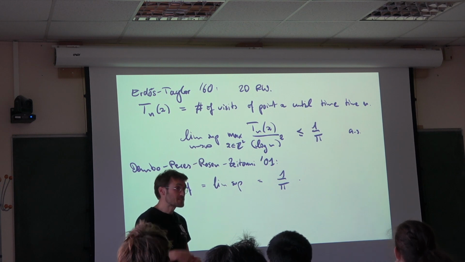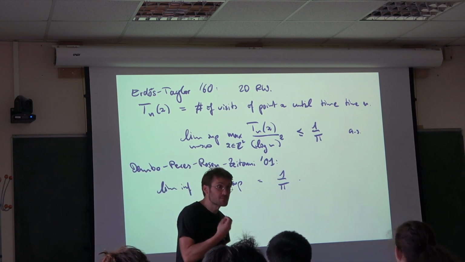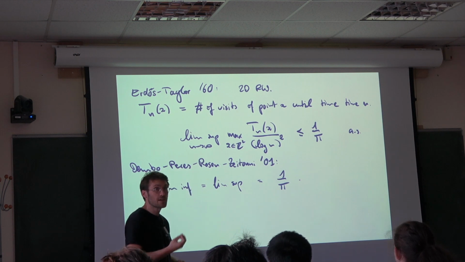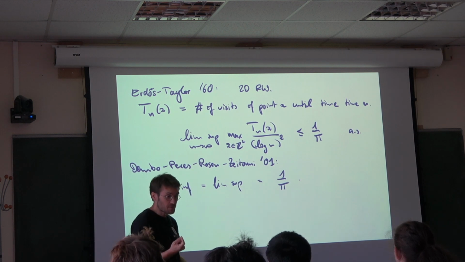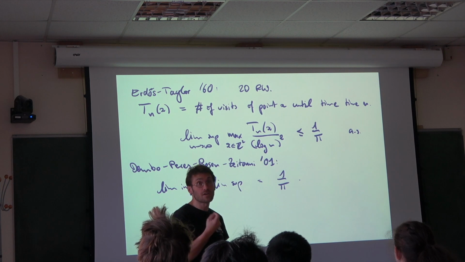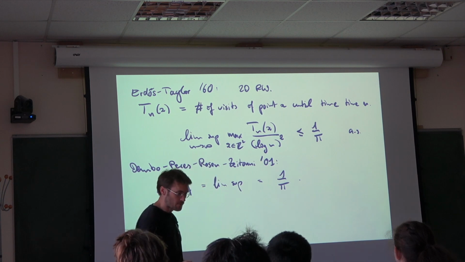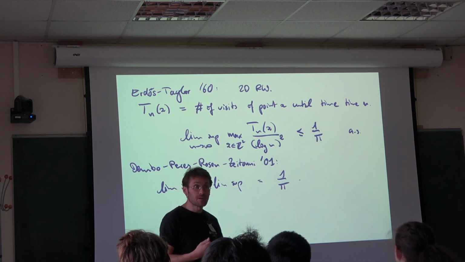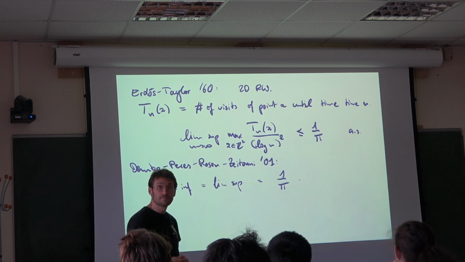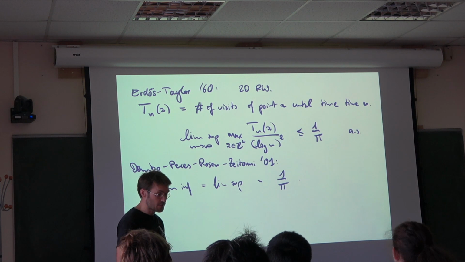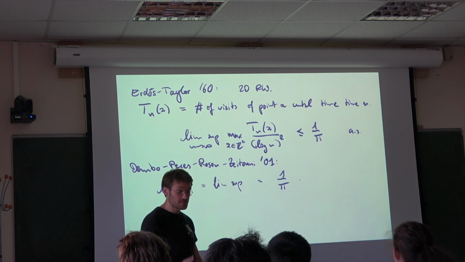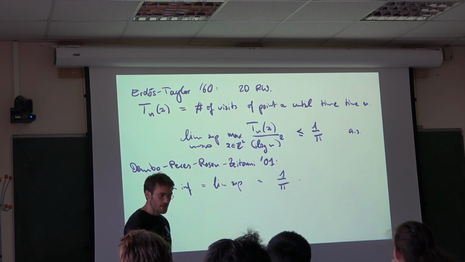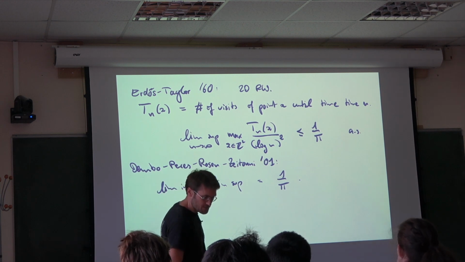In fact, because the trace is of size n over log n, typical points in the trace should be visited log n times by time n. It turns out that there are atypical points which are visited even more than that. There are points which are visited actually of order log n squared times. And this can be made precise as follows.